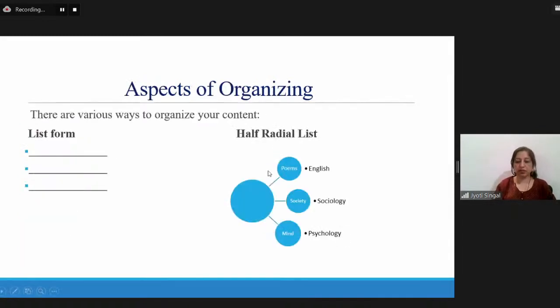So next is this. Very important: how do you organize? Now, if you look at writers, some people say that he's a writer, for example Ruskin Bond, who stays in Mussoorie. Now, he just doesn't take up a pen and paper and start writing whatever comes to his mind. There is always a way he does that, or there's always a way the others do it. So how do they do it? You have to put your ideas in a list form or in a radial form.